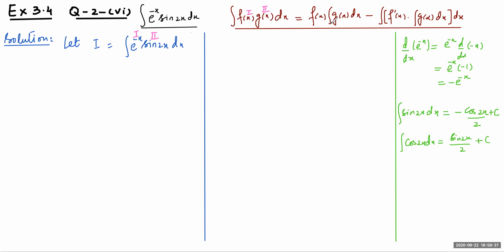The formula for integration by parts, integral f(x) g(x) dx, considering f as first and g as second function, is: first function constant, integral of second, minus integral of derivative of first into the same integral, and then we get dx for this integral sign.